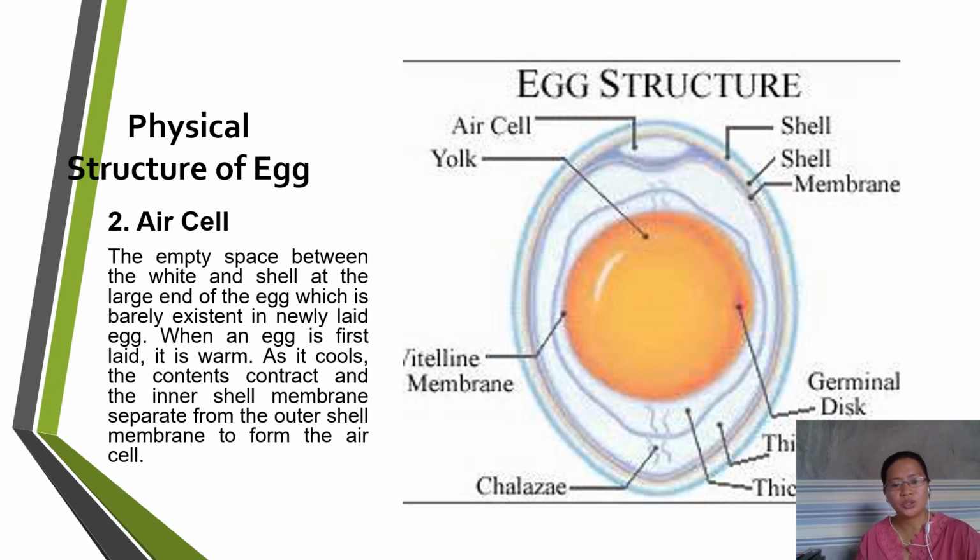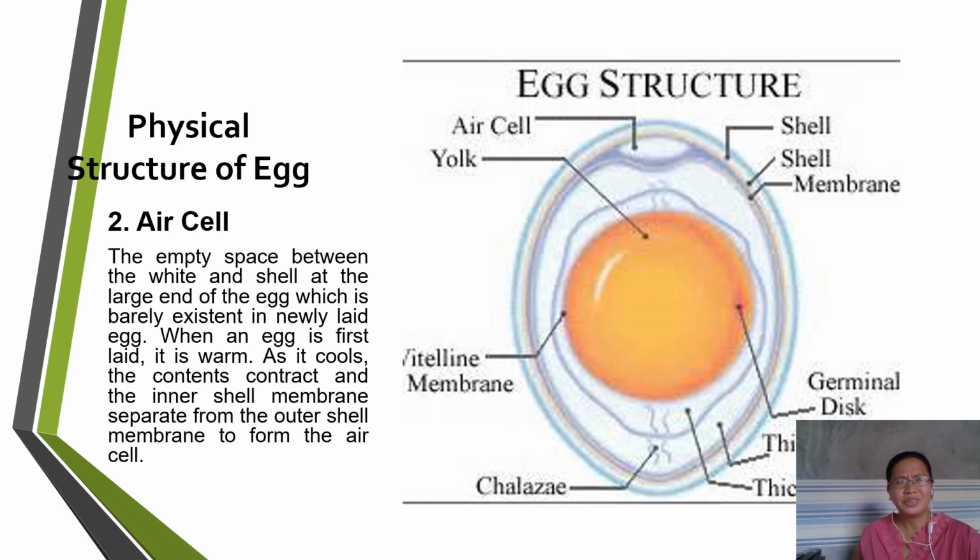Next structure is the air cell. The air cell is the empty space between the white and shell at the large end of the egg, which is barely existent in newly laid egg. When an egg is first laid, it is warm. As it cools, the contents contract and the inner shell membrane separate from the outer shell membrane to form the air cell.